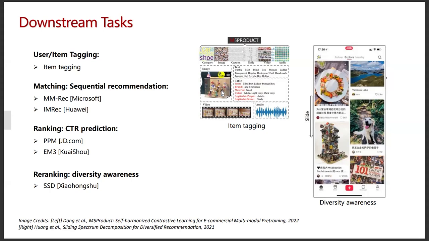The second is how to use the multimodal data to help with the sequential recommendation. There are also some representative work. And the third is to help with the ranking. And recently, especially in this year's Web Conference, Jingdong have published a work PPM, and Quest also have opened a new work, especially on CTR prediction. They studied how to leverage the pre-trained multimodal models in CTR prediction. And the last one is how to help with the re-ranking, especially if we use multimodal features, we can enhance the diversity of the recommendation list.